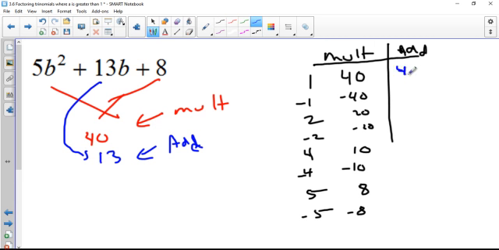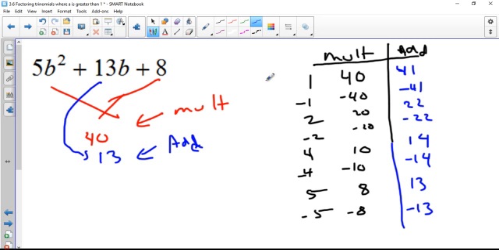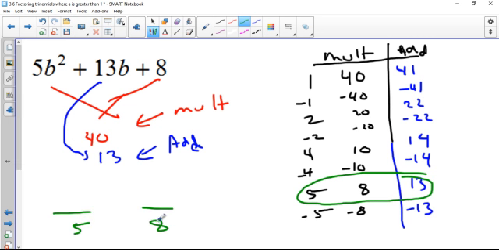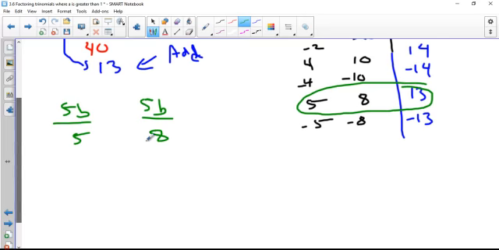We got 41, minus 41, 22, minus 22, 14, minus 14, 13 and minus 13. We were looking for positive 13, so we've got 5 and 8. So again, line, 5 here, 8 here, and we've got 5b squared, so it'll be just 5b on the top. And we look at where we can factor.